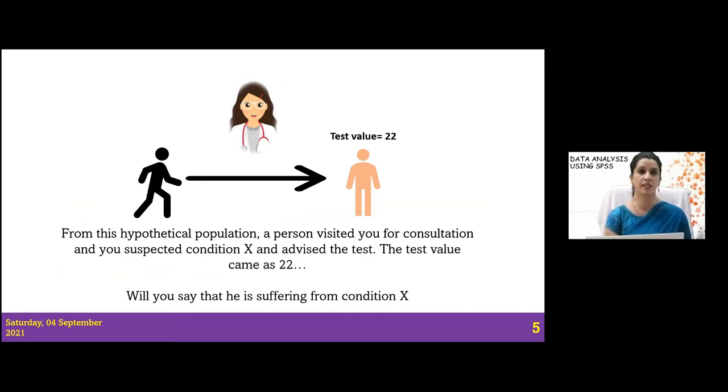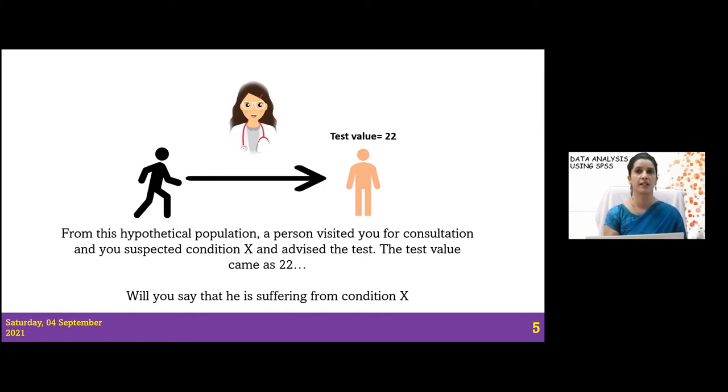So can you say that he's suffering from that particular disease X? Please write yes or no. Based on your previous answer, if a person comes to you, you ask for that test, maybe that may be a tool or that may be a blood test or any other test. And if the test value comes as 22, can you say that he is suffering from the condition X?